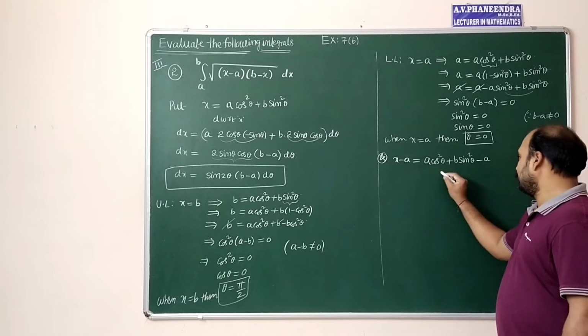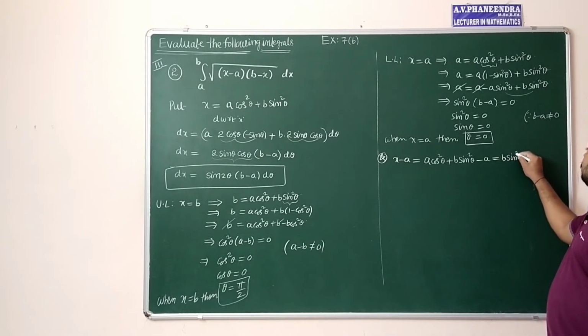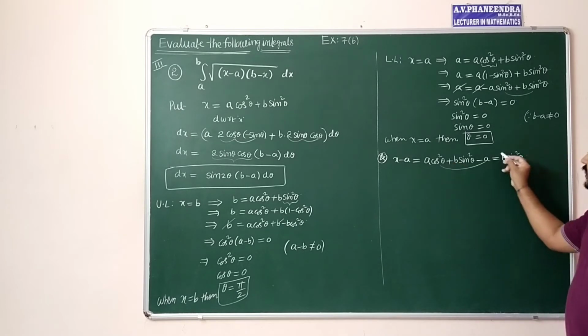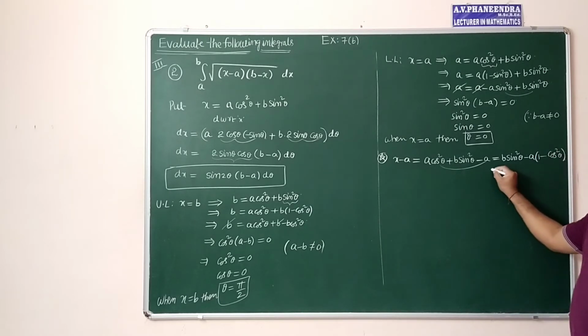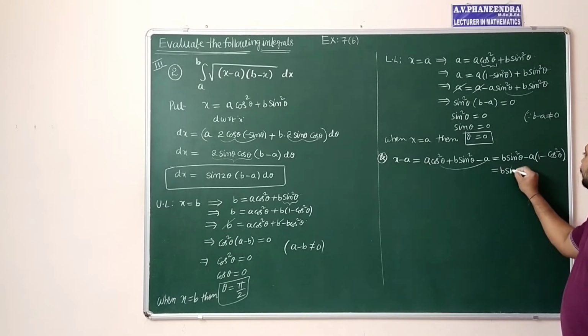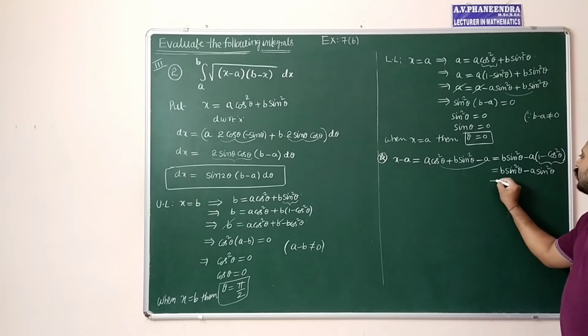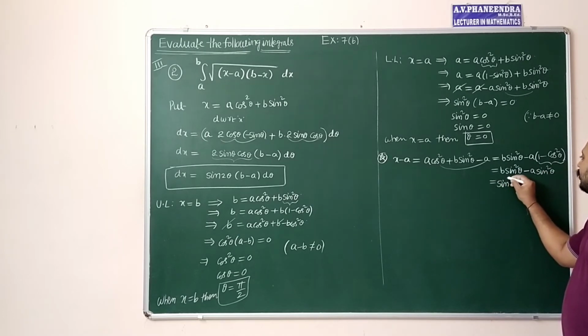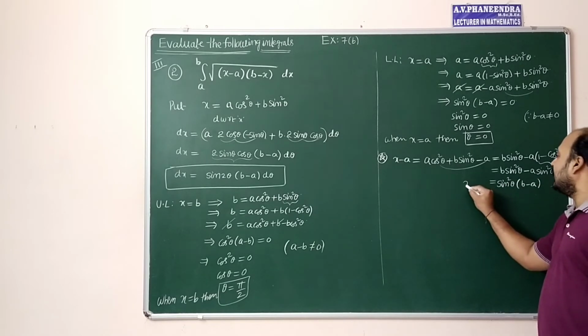Now this also can be written as b sin square theta. From these two I am taking common minus a. So minus a means 1 minus cos square theta, which is equal to b sin square theta minus a into 1 minus cos square theta, which is sin square theta only, no? Therefore sin square theta into b minus a. This is the value of x minus a.